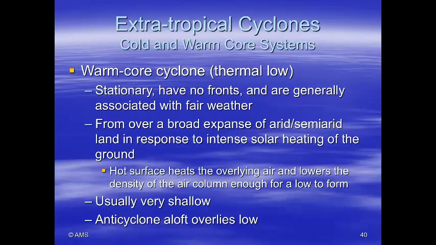These warm core cyclones are stationary and have no fronts, but are generally associated with fair weather. They form over a broad expanse of humid and semi-arid land in response to intense solar heating of the ground. So the hot surface heats the overlying air and lowers the density of the air column enough for a low to form. And they're usually very shallow, and an anticyclone aloft overlies the low.